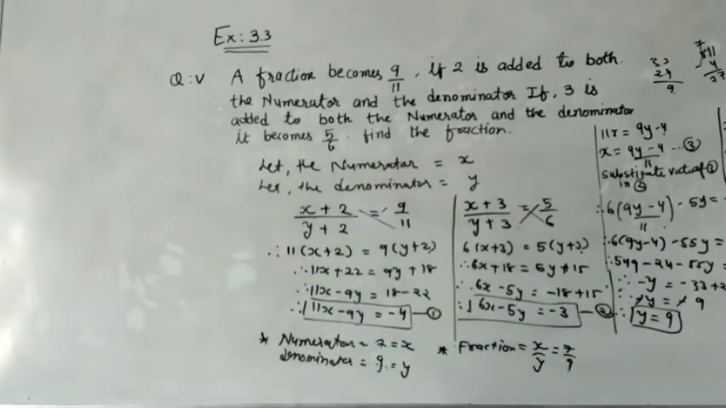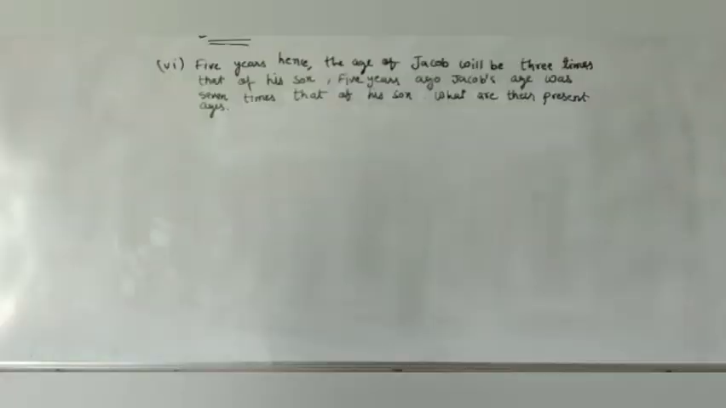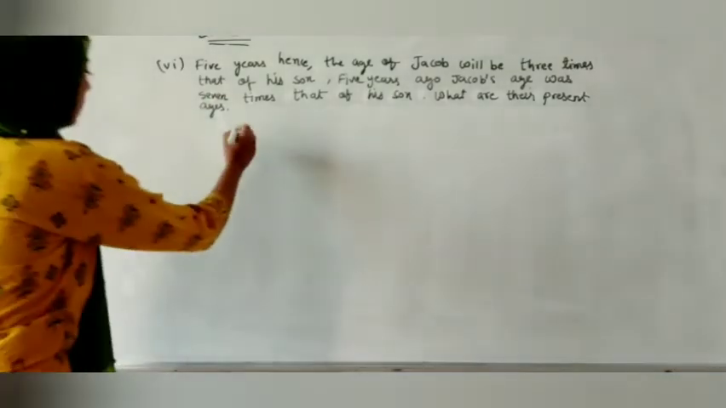I hope you understood. Let me read the question. Last question. 5 years hence the age of Jacob will be 3 times that of his son. 5 years ago Jacob's age was 7 times that of his son. What are the present ages? यानी ये पूछ क्या रहे हैं? So let us get that.